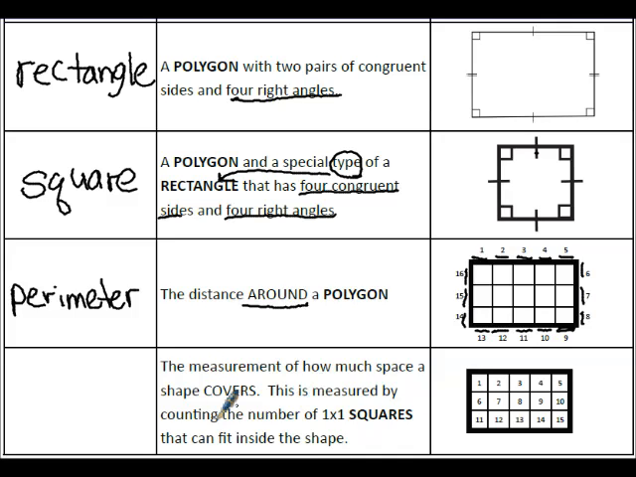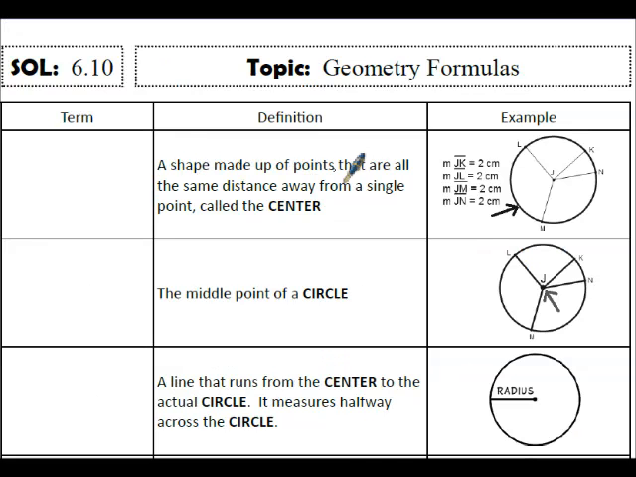The measurement of how much space a shape covers. This is measured by counting the number of 1 by 1 squares that can fit inside the shape. So I count 1, 2, 3, 4, 5, 6, 7, 8, 9, 10, 11, 12, 13, 14, 15, and I just saw how much that highlighter is covering that rectangle instead of going around like the perimeter. So when I'm covering something with squares, I am finding the area.